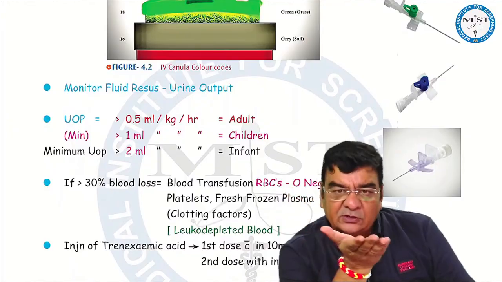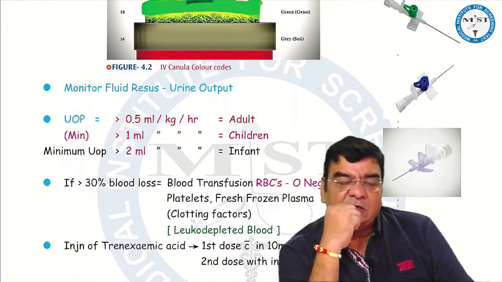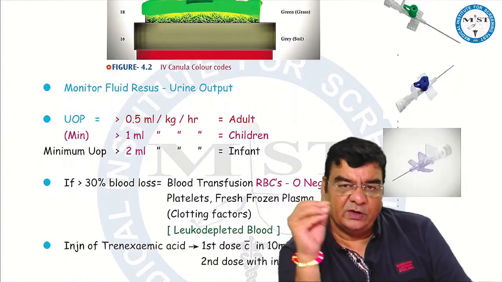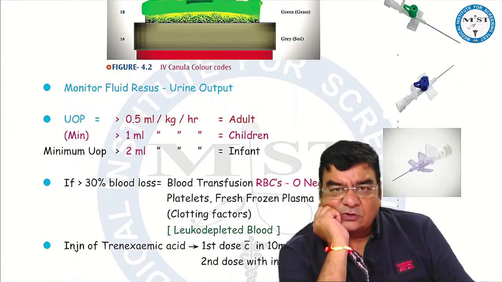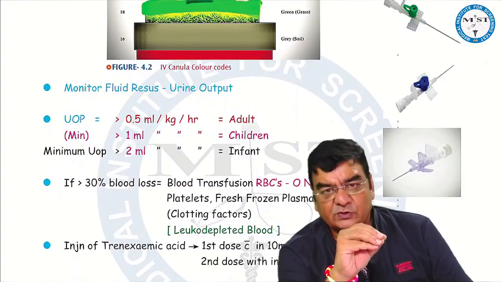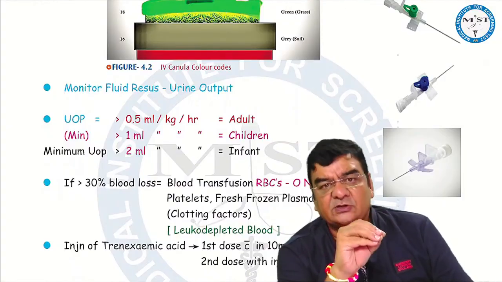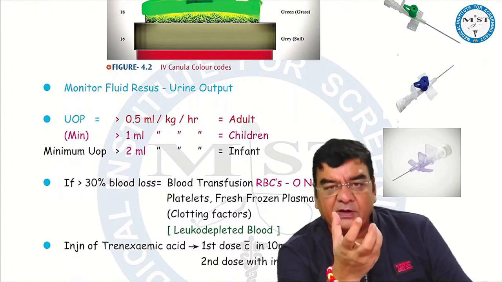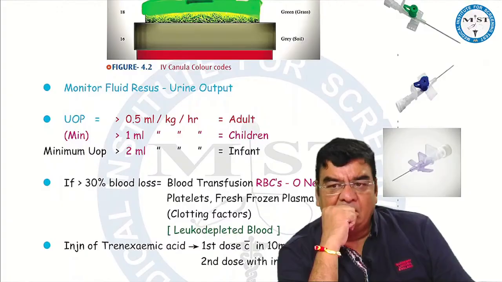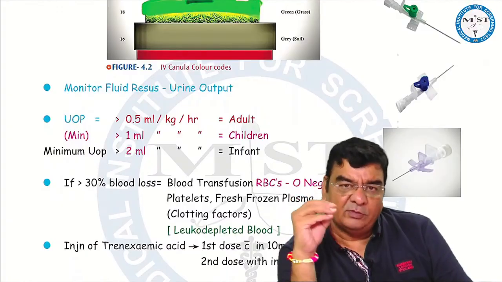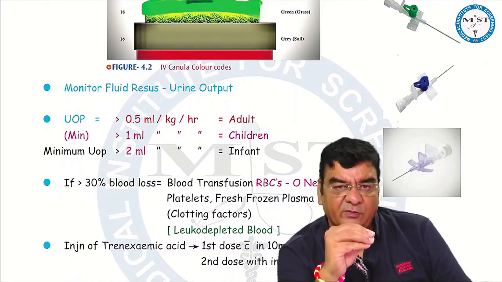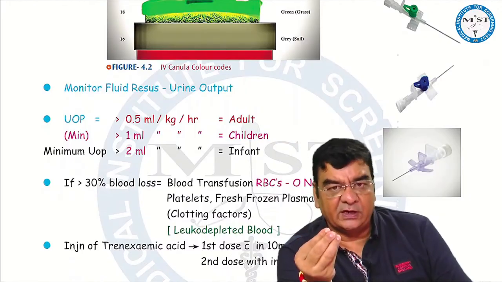We know that in these situations we need to stop the bleed, so we need platelets and clotting factors as well. That means in more than 30% blood loss situations, we need to give RBCs, platelets, and clotting factors. We don't need WBCs, so we prefer giving leukodepleted blood transfusions. Tranexamic acid injection has to be given, which can help in attracting the platelets and clotting factors and stop the bleeding. Its first dose should be given within 10 minutes, preferably within 3 hours, and the second dose repeated within 8 hours.